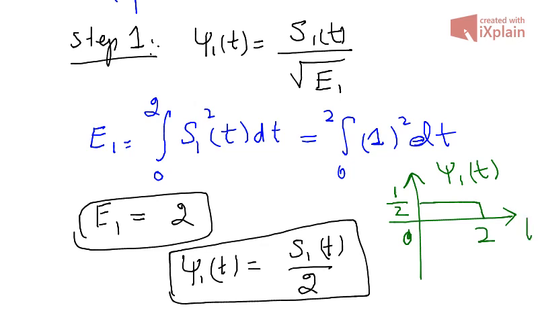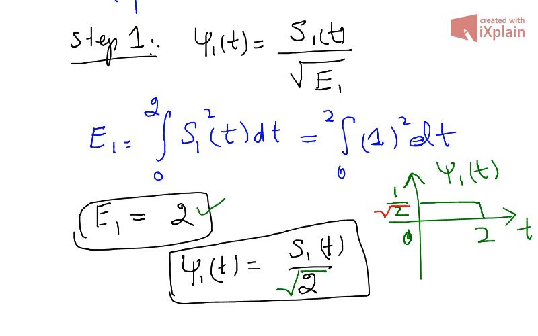Okay, this is our psi1 of t, the waveform, the first orthonormal basis function. We have to divide it by the square root of its energy. So this is the energy, so the square root of its energy would be here. So we would have a square root here, 1 over square root of 2, right? So this is our psi1 of t.